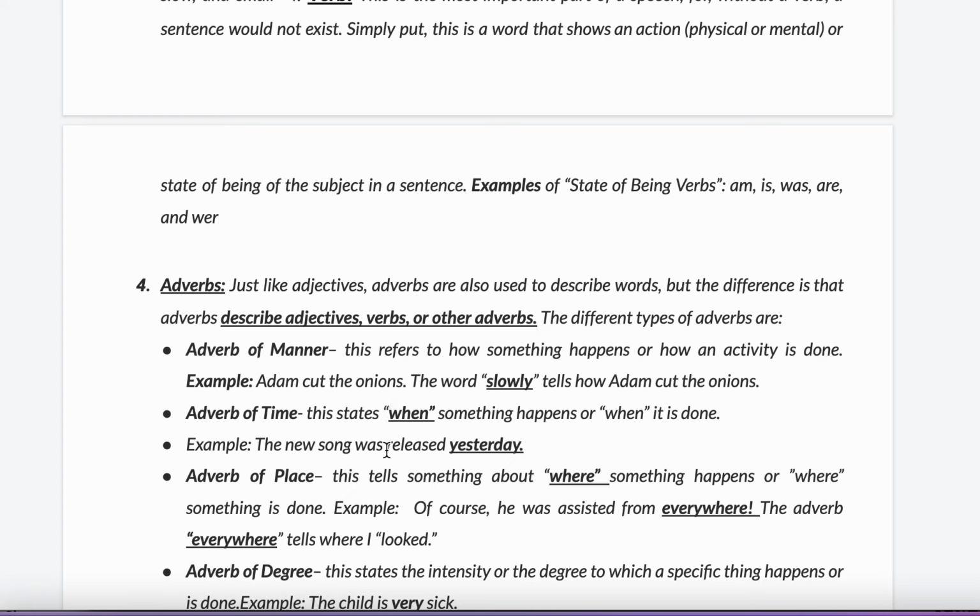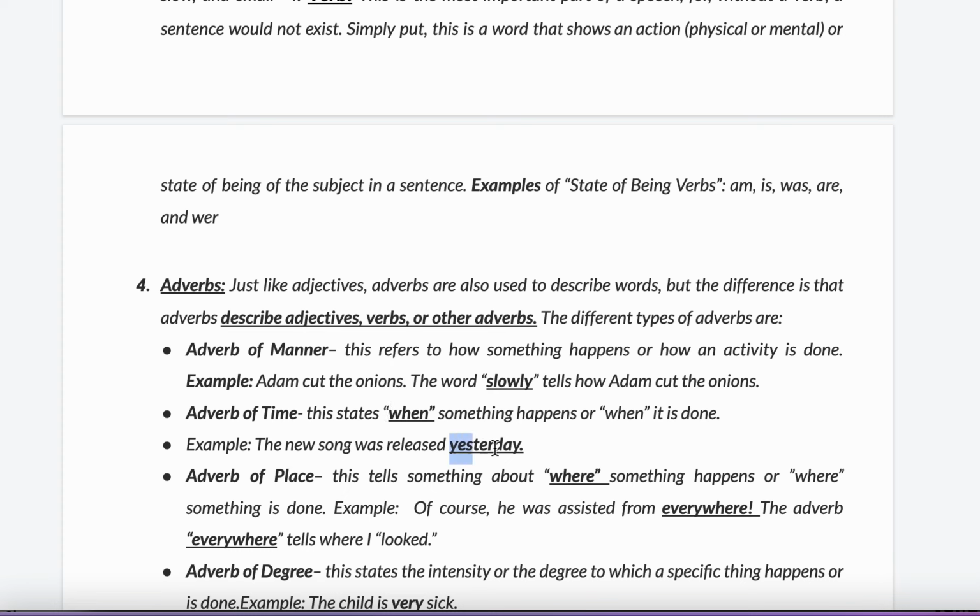It was a beautiful song. So then that question will be, when was this song released? Meaning that I never knew about this song. I didn't know about this song, and when this happened. And then you talk about the time.